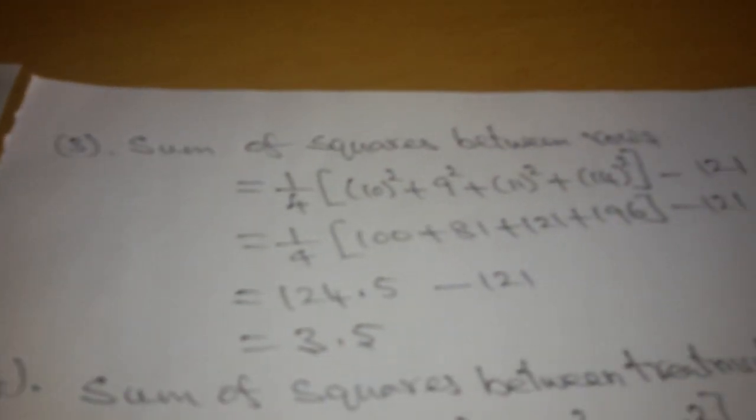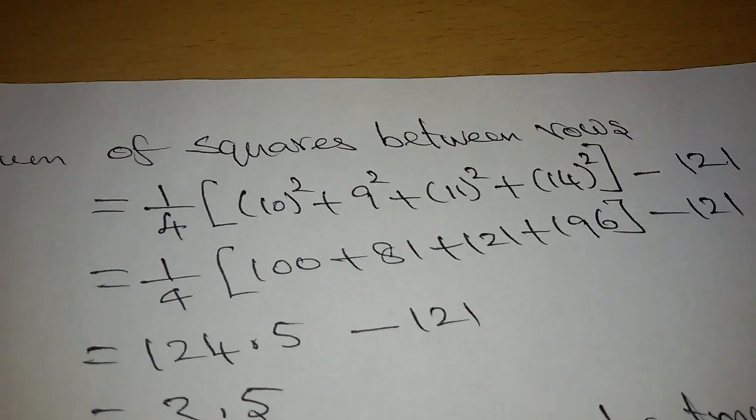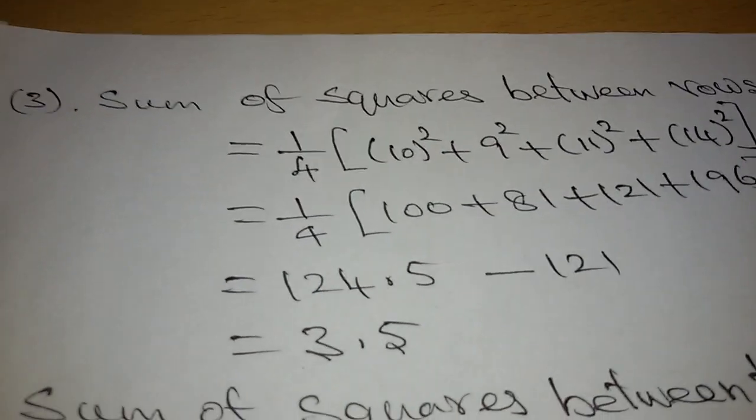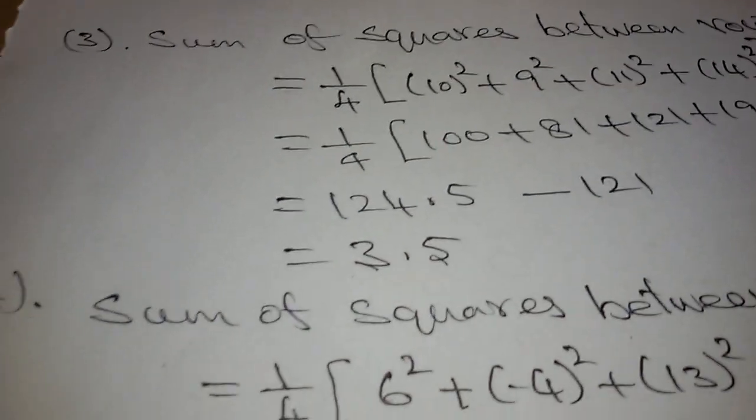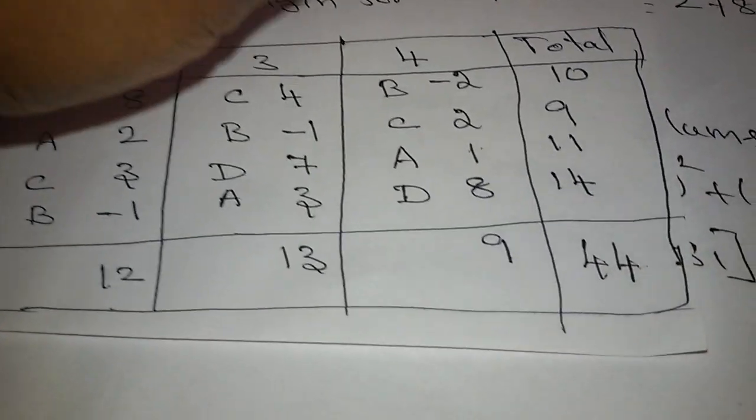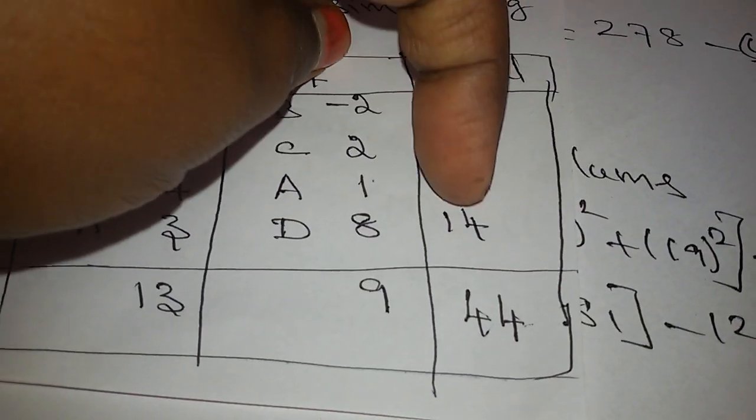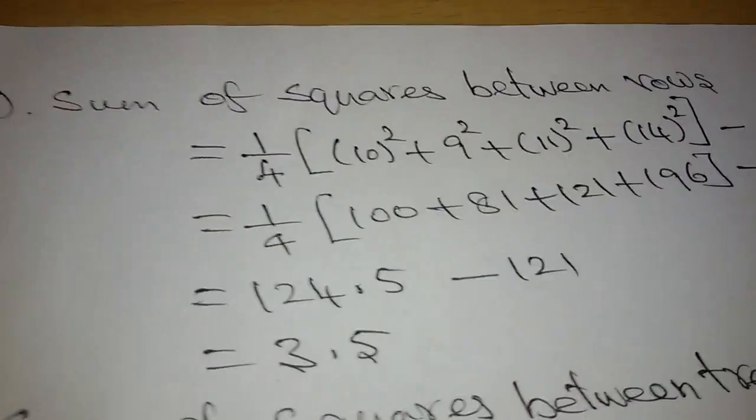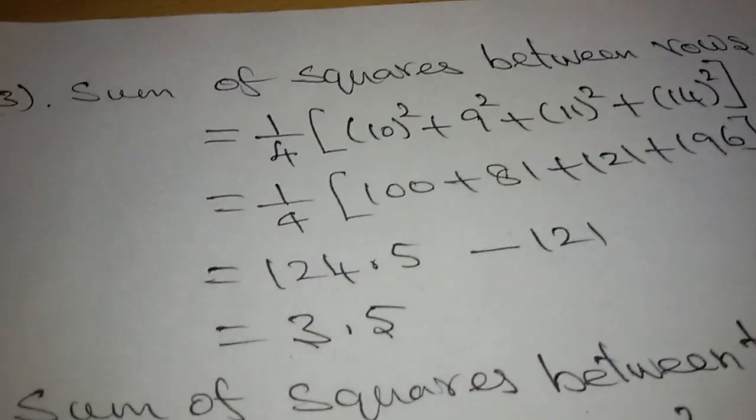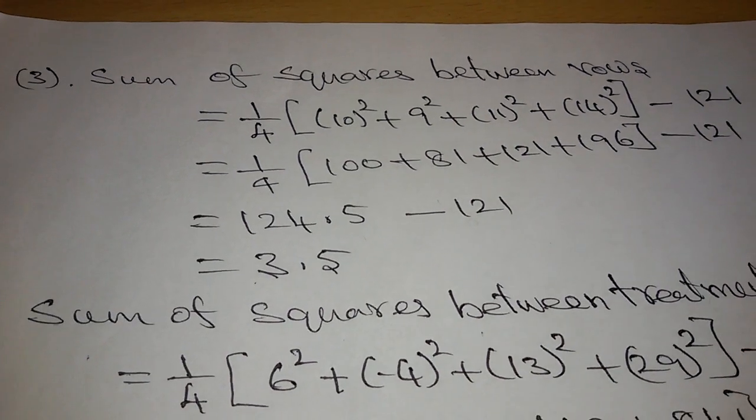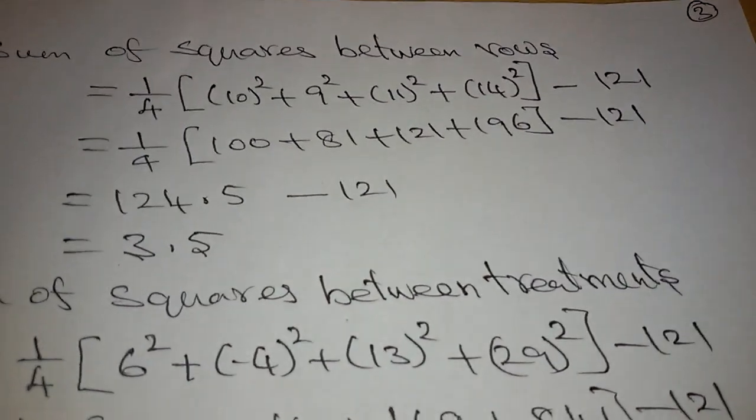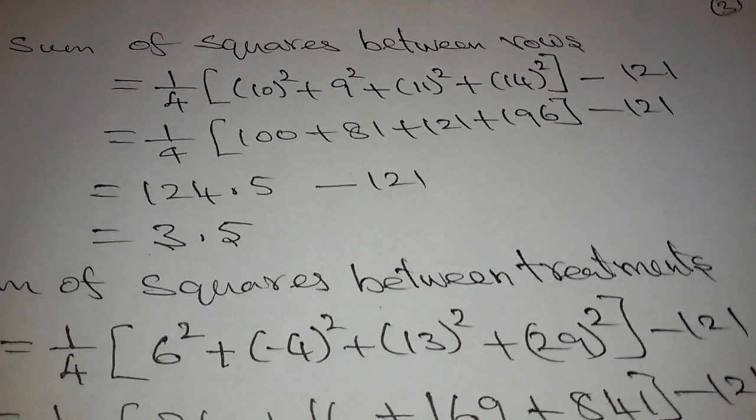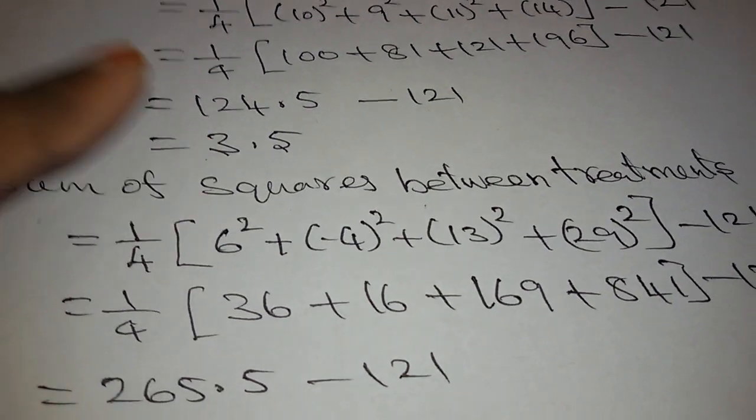The next one is the sum of squares between rows. Again 1 by 4, and in the initial table the row totals: 10, 9, 11, 14. Take their individual squares, sum them, divide by 4, and subtract the correction factor 121. After simplification you get 3.5.